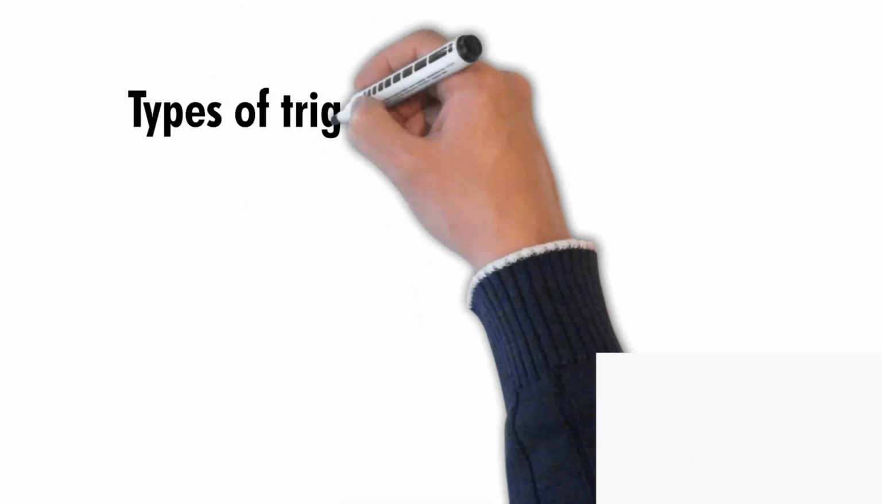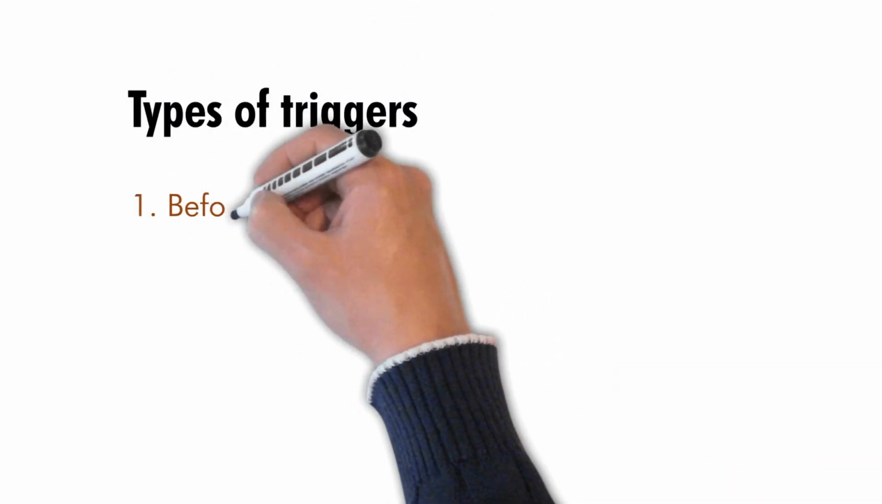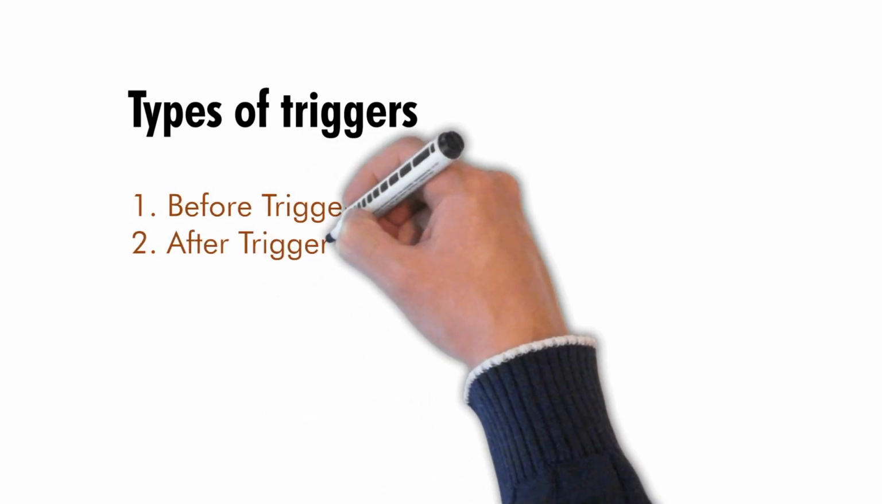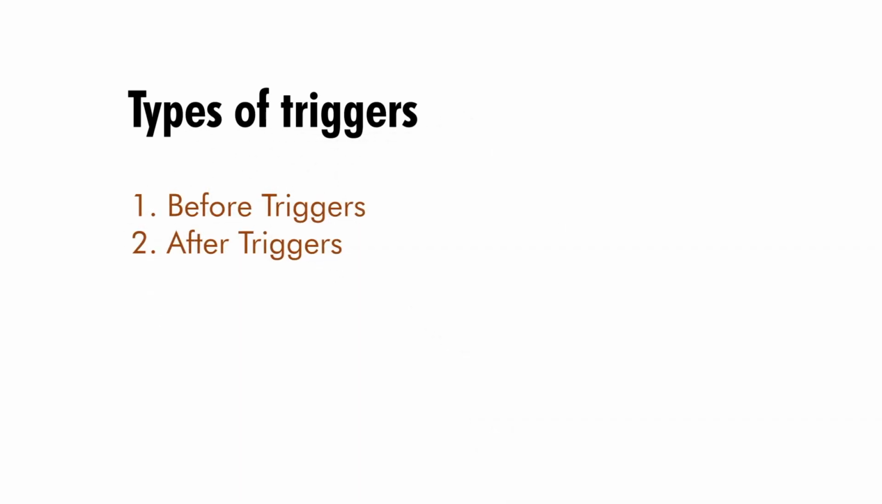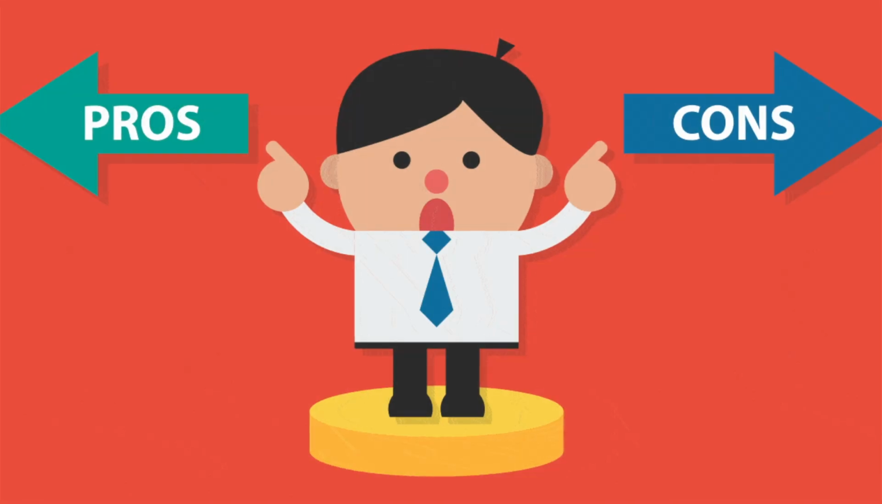There are two types of triggers based on the event: before triggers and after triggers. A before trigger fires before the insert, update, and delete statement. An after trigger fires after the insert, update, and delete statement is executed.